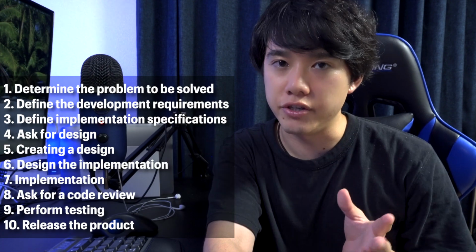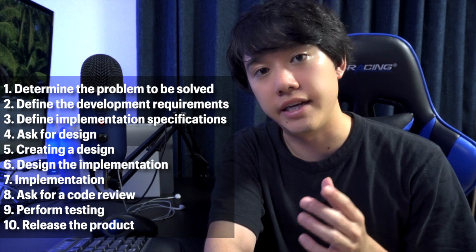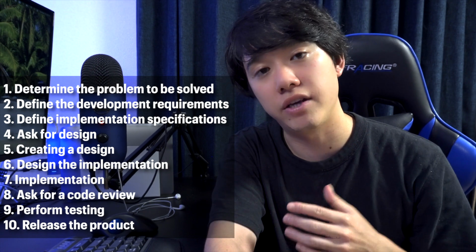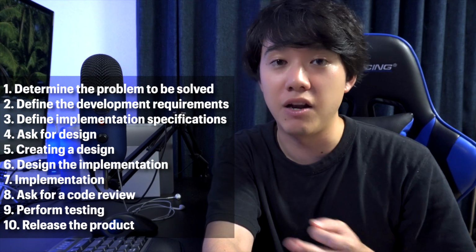Okay, let me start by explaining the development flow. The general development flow of my project is like this. A product manager is in charge of 1 through 4, and the designer is in charge of 5, and the software engineer is in charge of the rest. So I'm gonna explain along with this flow.